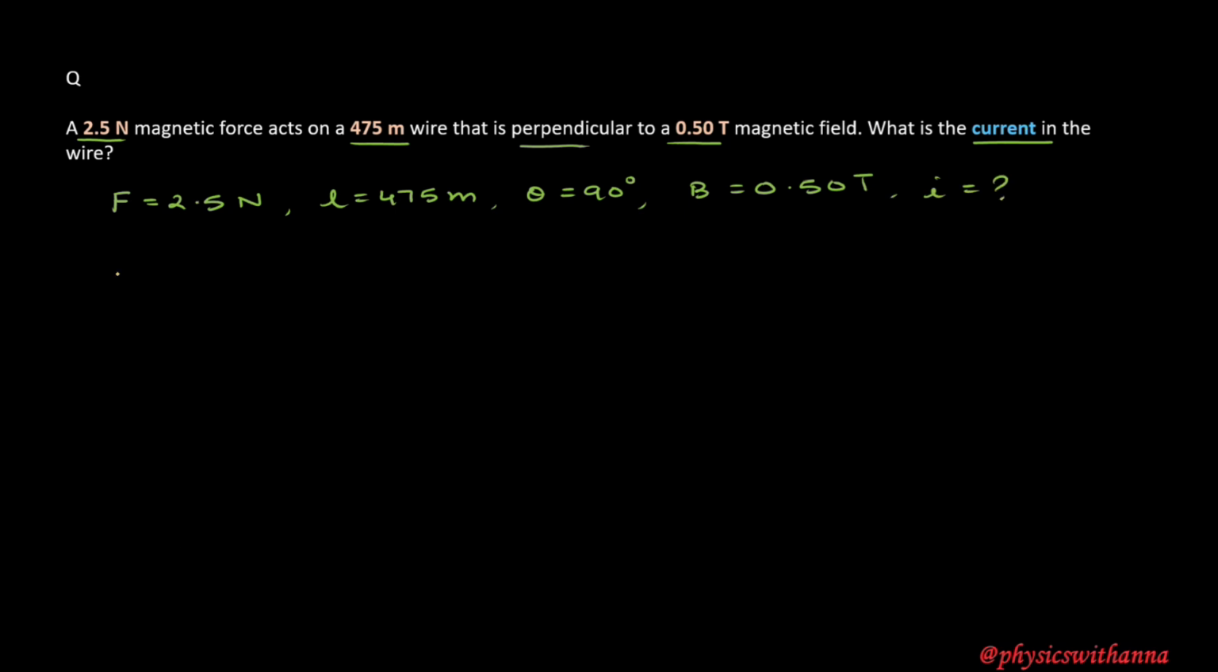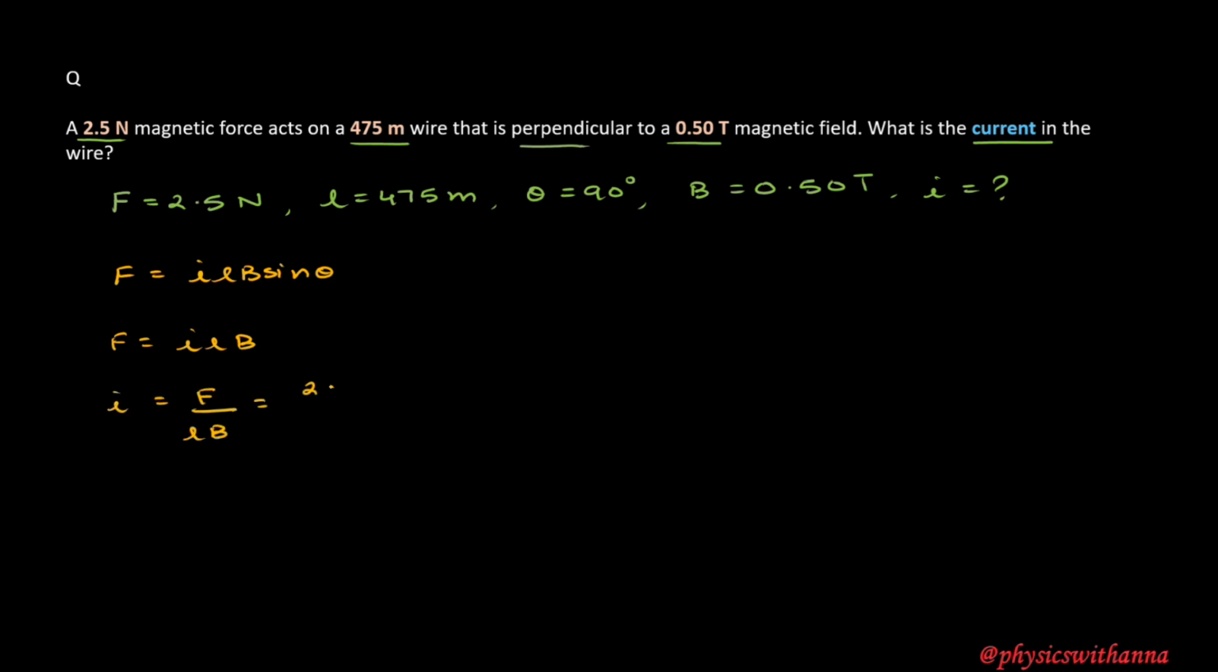So again, we use the expression F equals ILB sine theta. Theta here is 90, so sine 90 will be 1. We get F equals ILB. Then we rearrange the term to find the value of current. I will divide with L and B to find I. So I will be equal to F over LB.